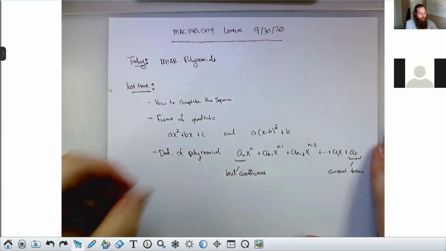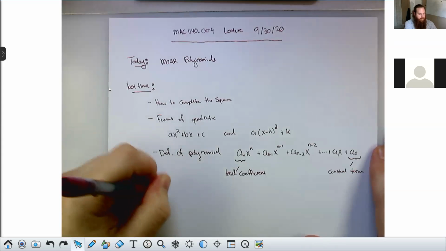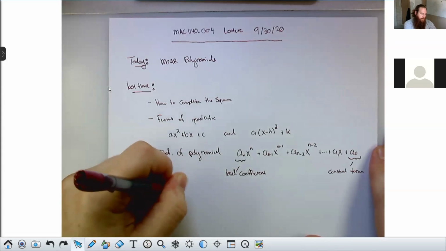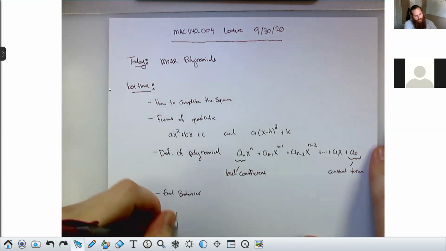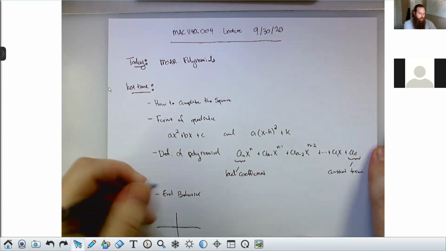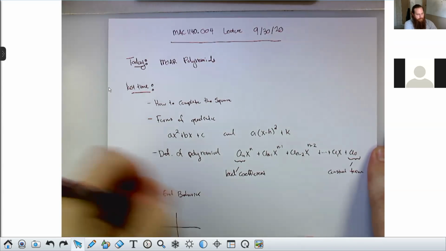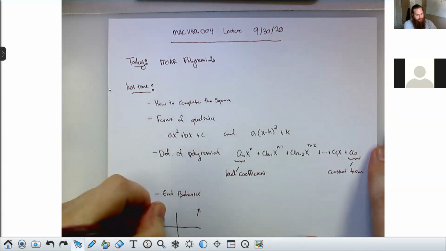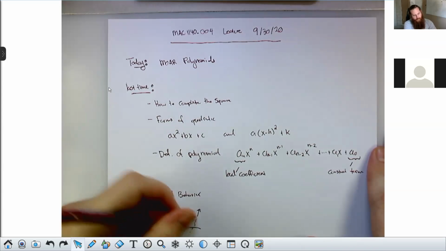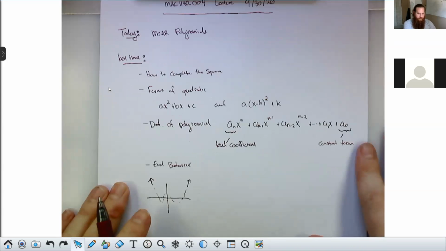And then a few other little things, but we talked about end behavior. So I'll go ahead and give you a quick sketch here. I'm not going to spend a lot of time. If you want the details, go see the lecture from Monday.